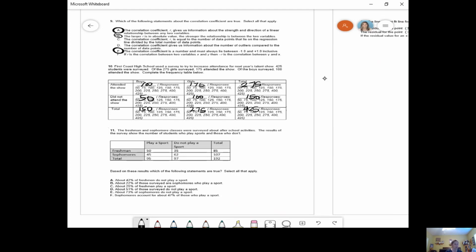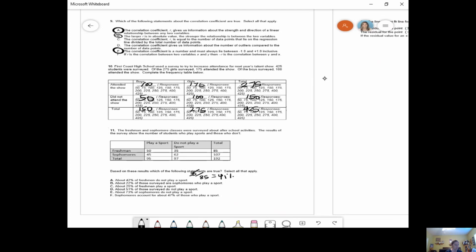So we're going to use the table to determine which of these percentages are correct. So 42% of the freshmen do not play a sport. So of the freshmen, which is 85, do not play a sport would be 35. So 35 out of 85 is 41%. Okay, so I'll kind of alternate between them.